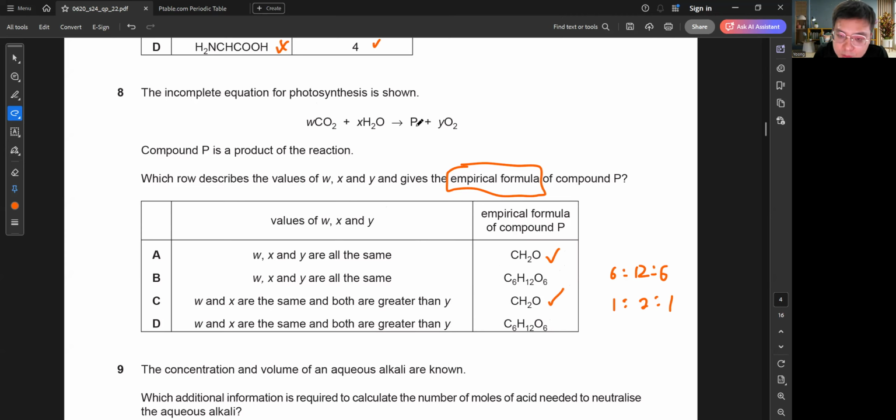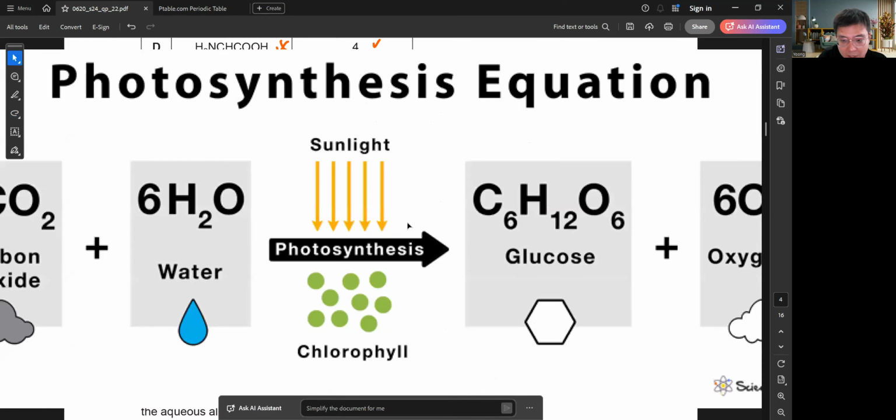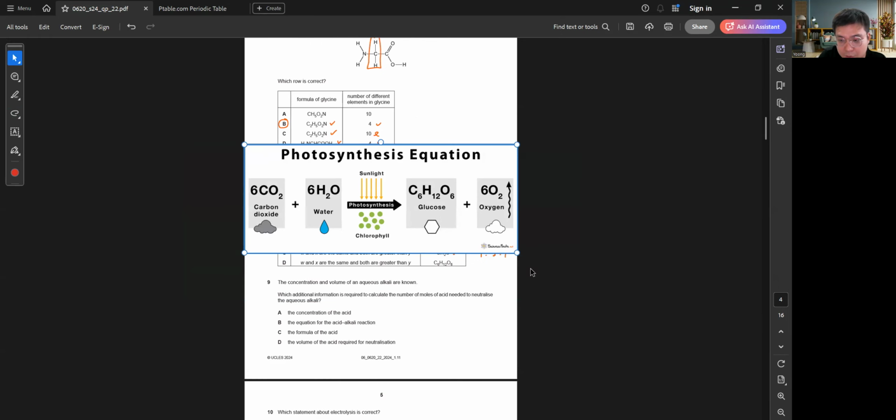So we have W, X, and Y. Okay. So there's two ways to do this. Either you balance it or you already memorize the equation for photosynthesis. So let me just get to show you all the photosynthesis equation. So students should be memorizing this, all right, for their exam. So if you have memorized this, it shouldn't be too difficult. Okay, let me just minimize it. Or you can even look at it here, all right?